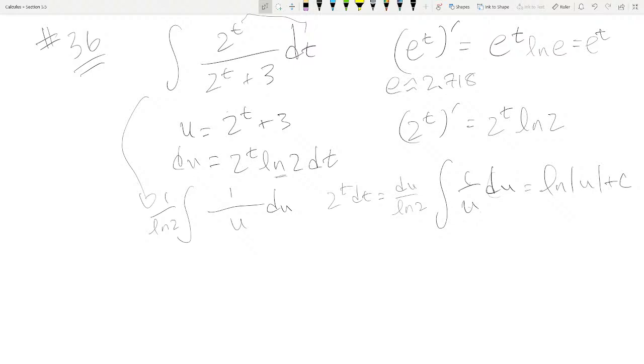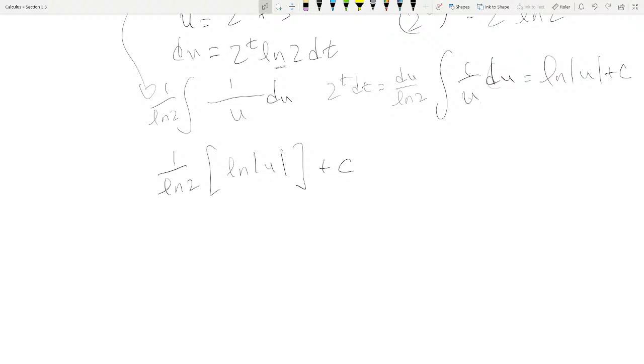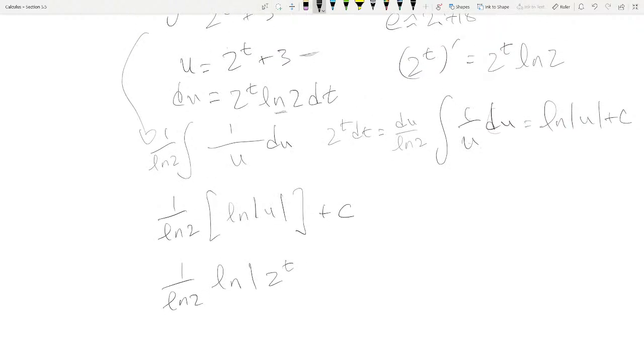All right, so let's finish it up. I have 1 over ln2 times ln absolute value u plus c. And then I'll put back what u is, so I put it in the form that the problem was given to me in. So ln absolute value 2 to the t plus 3 plus a constant. There you go.